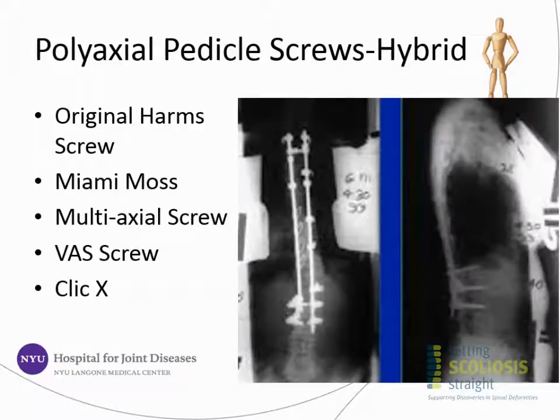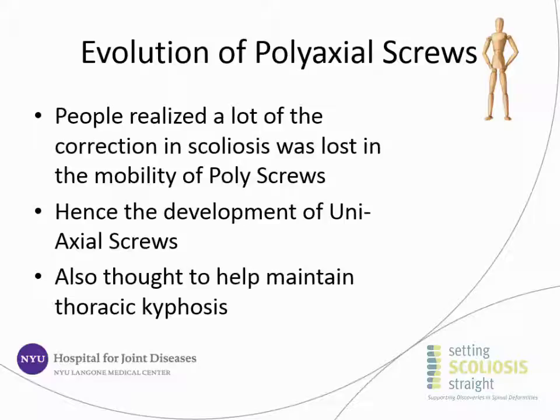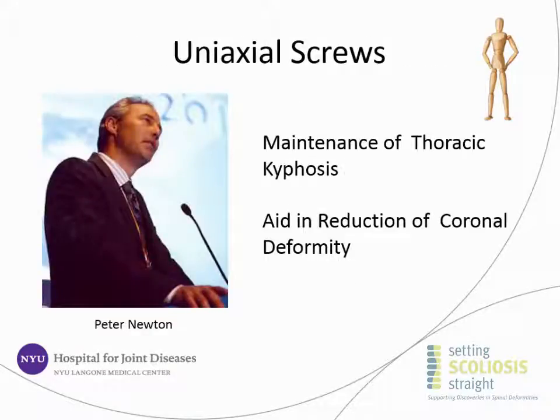And then there were hybrid constructs. You'd put screws in the bottom and hooks in the top, or wires in the middle, and all kinds of variations came about. Then some people said, we're trying to correct these curves, and you've got this screw that's highly mobile, with the head going all over the place, and instead of pushing the spine, I'm just pushing the head of the screw. So people came up with the idea that maybe we needed something better than polyaxial screws.